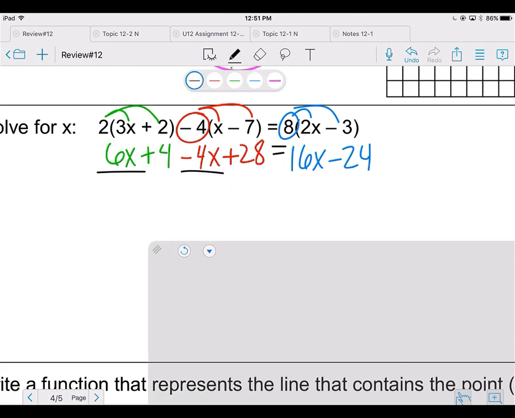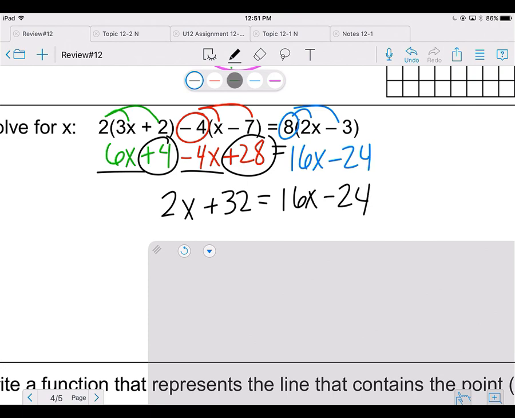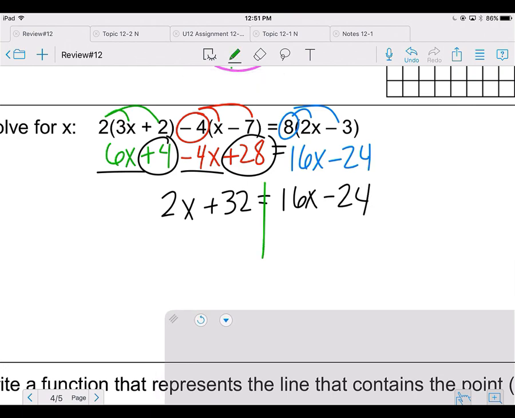I combine any like terms I have. 6x's minus 4x's is 2x's. 4 plus 28 is 32. I do not have anything to combine on the right side. Then I solve for x.